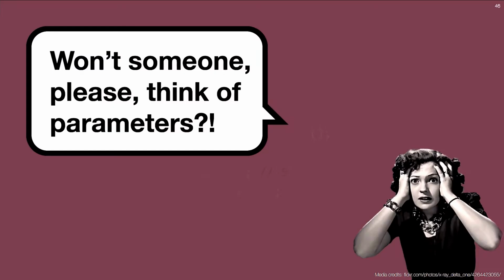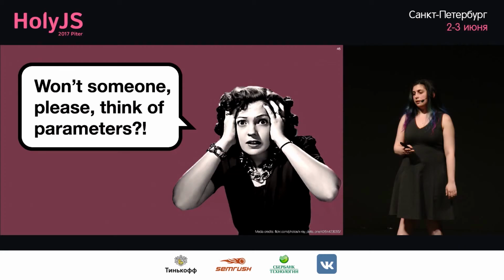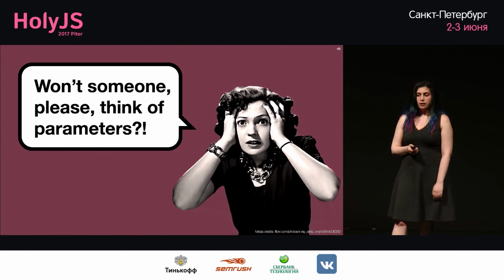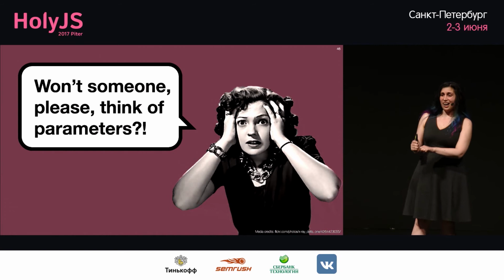I know some of you might be thinking at this point, won't someone please think of parameters? I mean, yeah, setting and getting properties like this is nice and beautiful when you don't have any additional parameters and you're just getting a stored value or setting a property to one value, then it works. But what happens if you also want to provide some additional objects, some additional options, like, set this property, but here are some options about how you set it. Nobody says you can't have both.